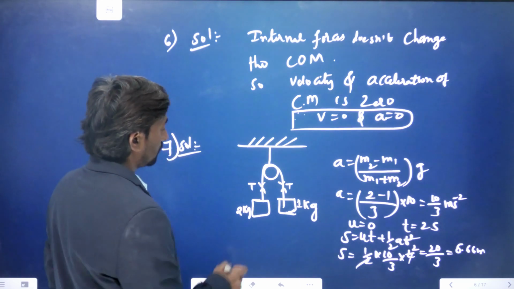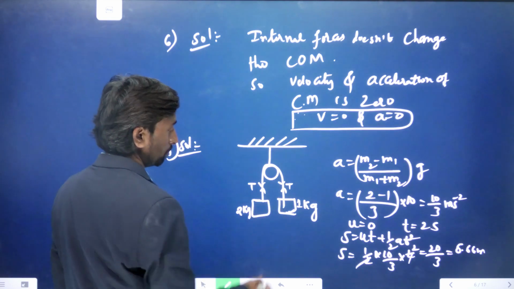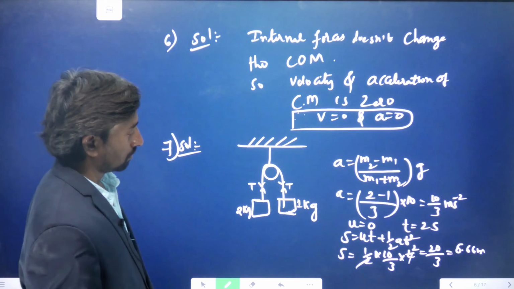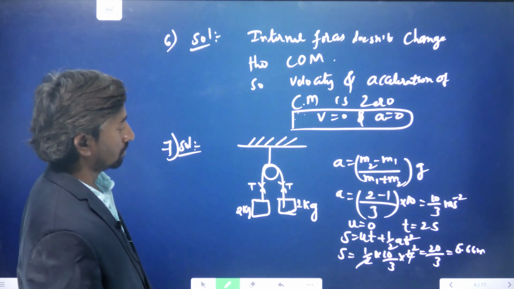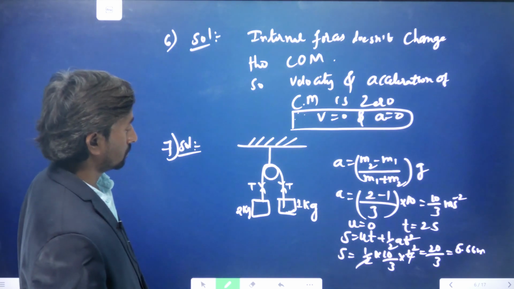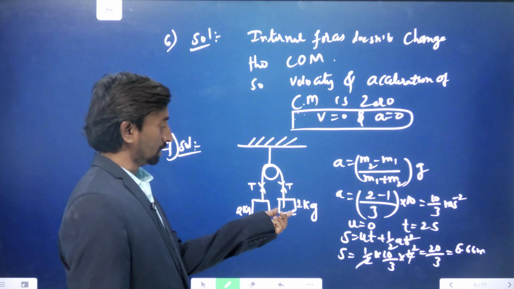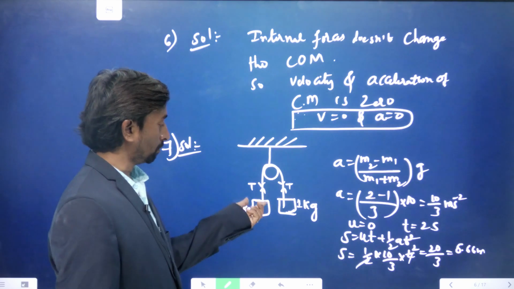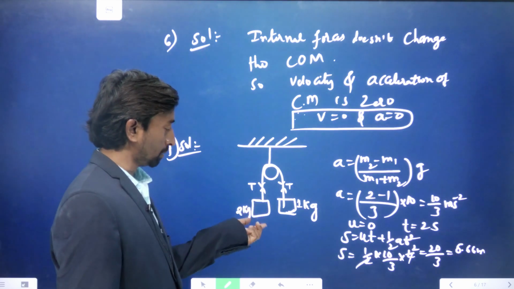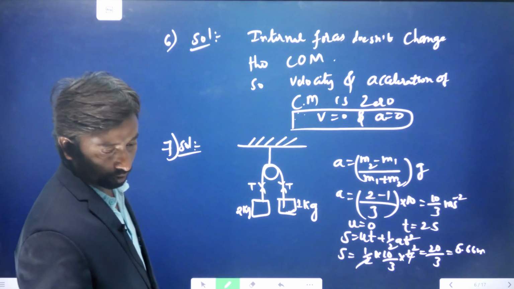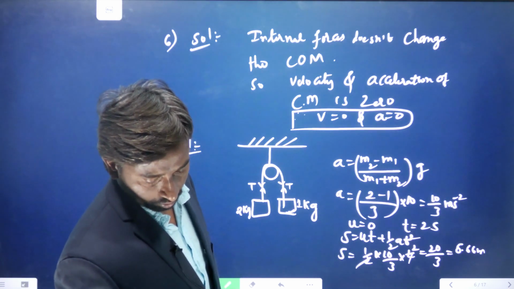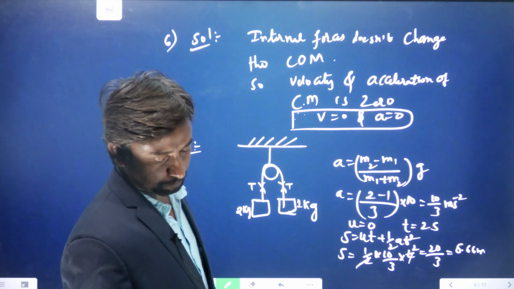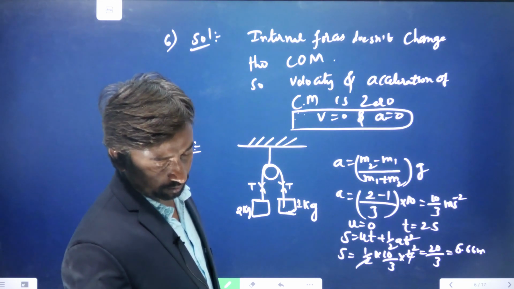Here this block is moving downwards and this will move upward. This block will move downwards, and at the same time the M1 block will move upwards, and the M2 block, the 2 kg block, will move downwards. The distance traveled by the blocks, they have said, is the distance traveled by the center of mass.